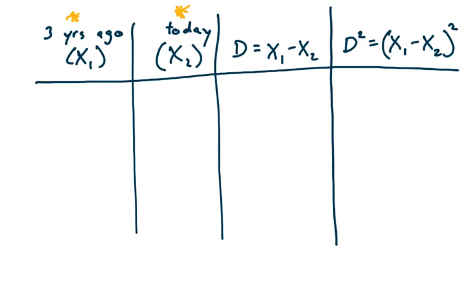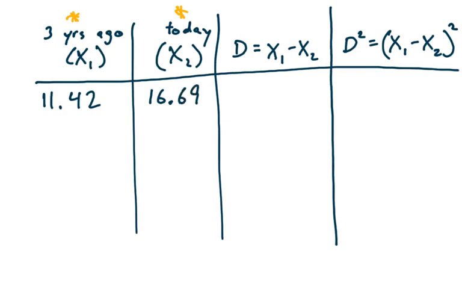The fact that we're looking at the same bank 3 years ago and then again today is what makes these two samples dependent, because the information 3 years ago and the information today are both coming from the same individual bank. So we're going to jot down the data for 3 years ago. Their deposits were 11.42, and these are in billions of dollars. So it's 11.42 billion.